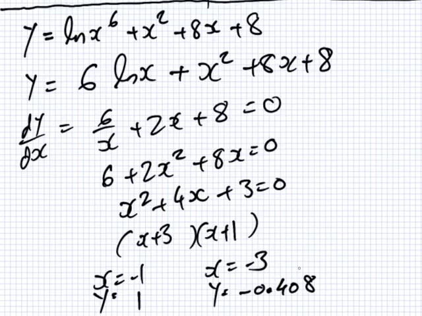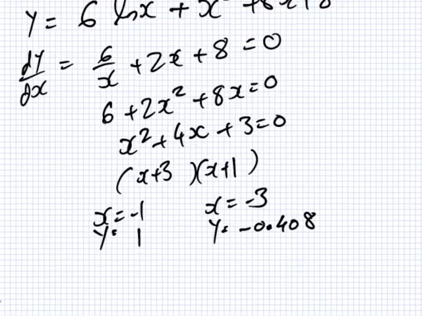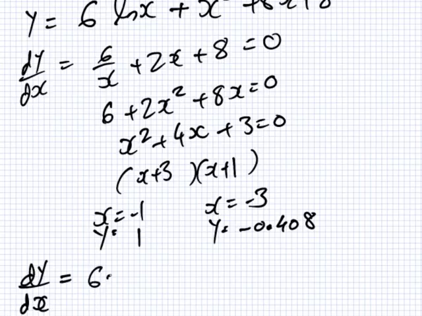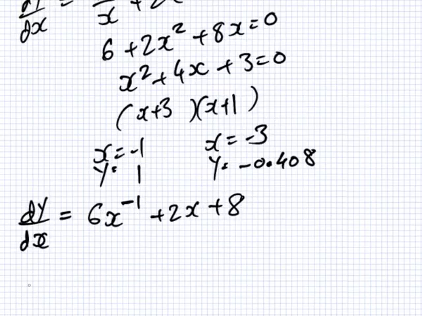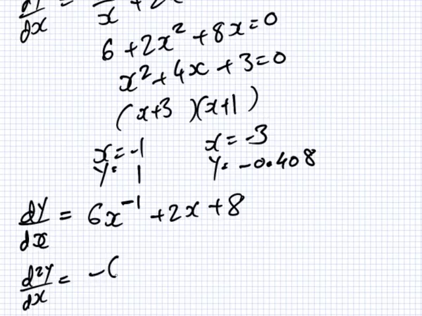So now I need the second derivative. Before I write it down, let me write the first derivative again, but I'm going to write this 6 over x instead as 6x to the minus 1, plus 2x plus 8. Okay, now let's get the second derivative. That would be minus 6x to the minus 2 plus 2. So that is 2 minus 6 over x squared.